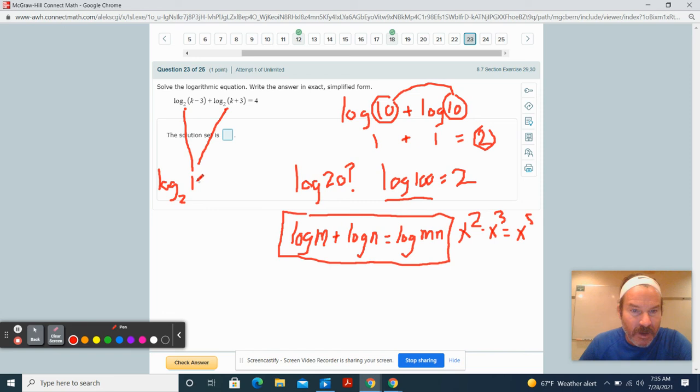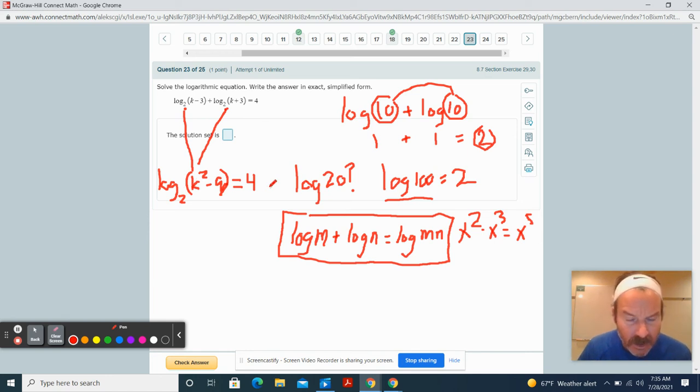If I multiply k minus 3 times k plus 3, remember the box problem, I get k squared minus 9. When I multiply those together, I'm going to leave it in parentheses, and this equals 4. If you have to do the box, do the box. K minus 3 times k plus 3 is k squared minus 9 when you multiply that out. So now we have one log equation.